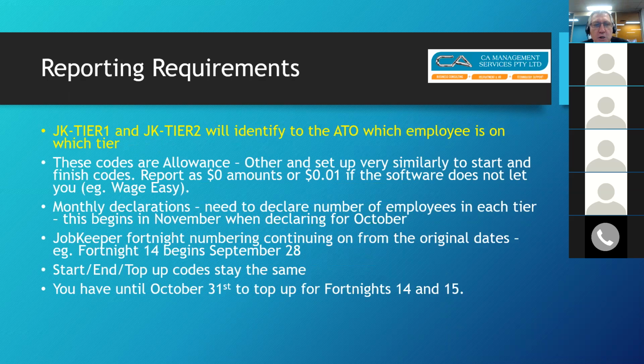The key changes coming through in this are that we need to be able to tell the tax office who's in tier 1 and who's in tier 2. So who's going to get 1,200 and who's going to get 750. And you'll see there I've highlighted in yellow in the PowerPoint, there's a thing called JK Tier 1 and JK Tier 2. So this is what the tax office want us to be putting on our payrolls so they know how much to pay.